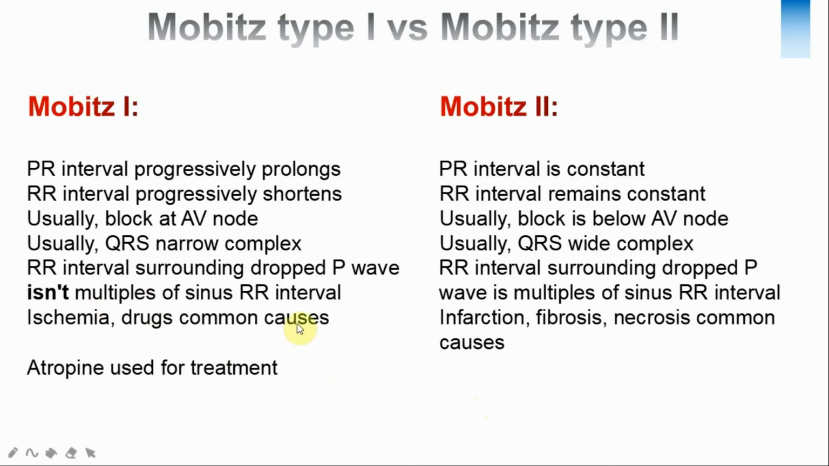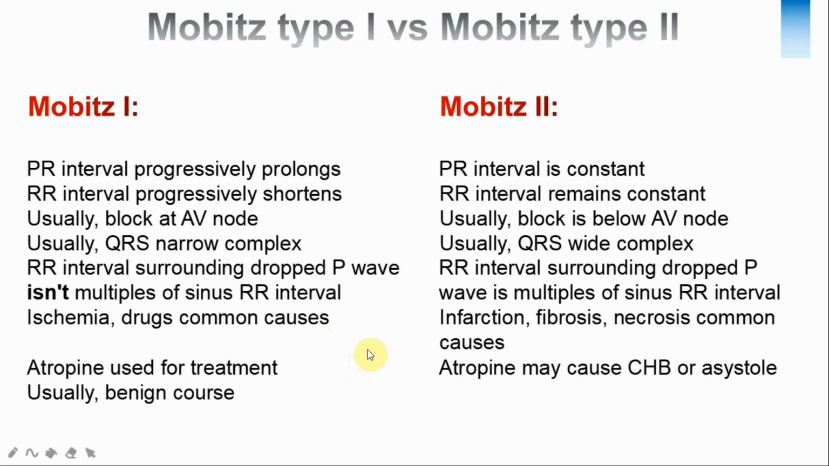Atropine can be given if the patient has severe, symptomatic bradycardia in Mobitz type 1. But if you give atropine in Mobitz type 2, they can develop complete heart block. They can even die from asystole. So be very careful. Do not give atropine if you are not sure whether it is Mobitz type 1 or Mobitz type 2. In Mobitz type 1 it is safe, but in Mobitz type 2, that can be fatal.